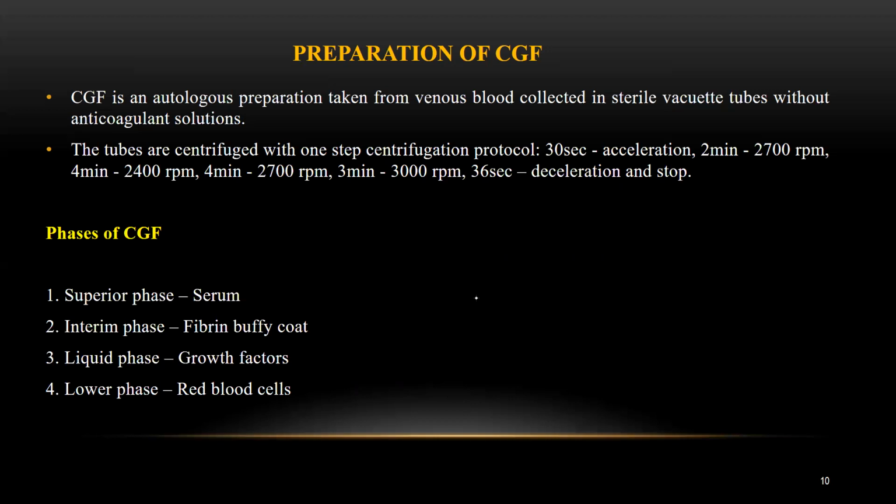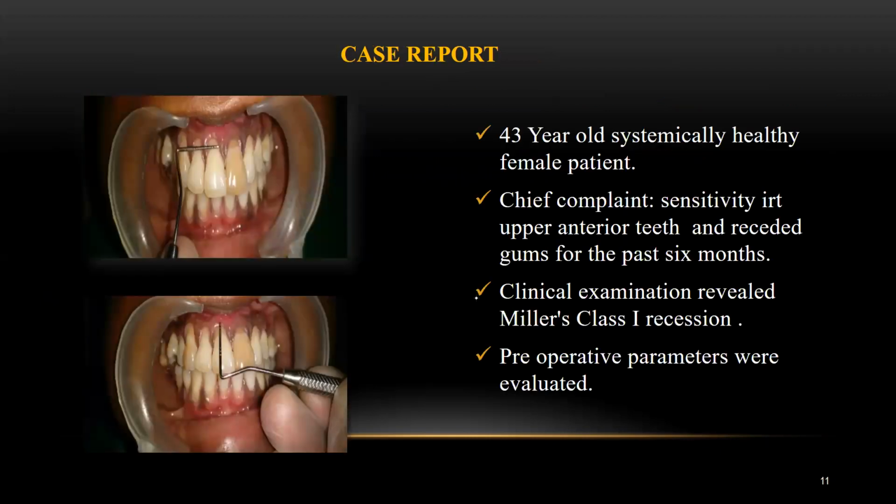And the different phases of CGF are the superior phase, which is the serum, the interim phase, which is the fibrin buffy coat, the liquid phase, which is the growth factors, and the lower phase, which is the red blood cells.